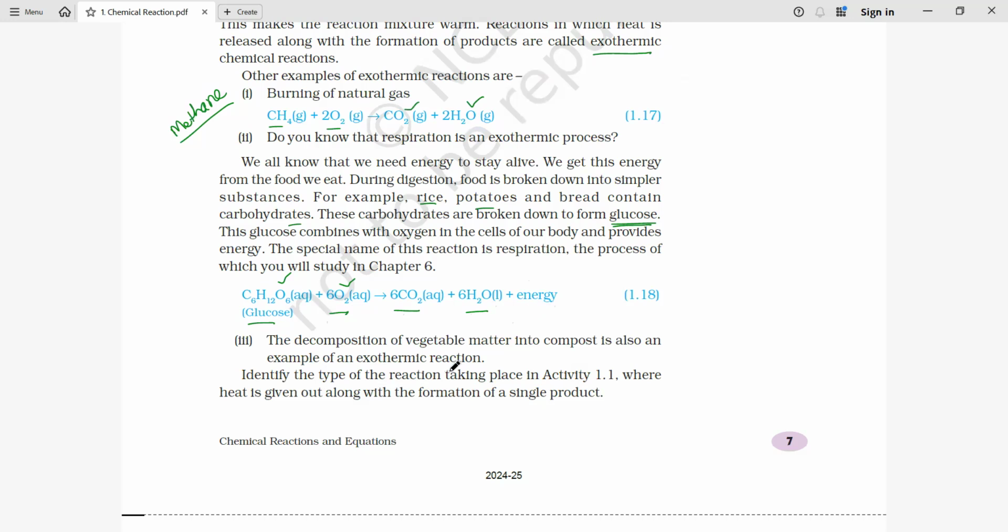Again, the decomposition of vegetable matter into compost is also an exothermic reaction. So this decomposition of vegetable matter is not an example of a combination reaction, but it is an example of an exothermic reaction. So where it will be produced.